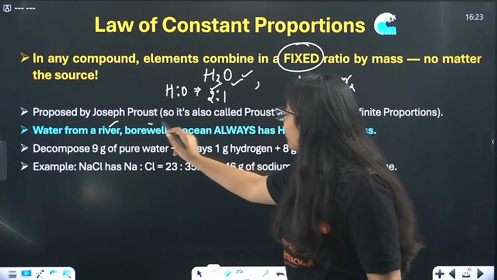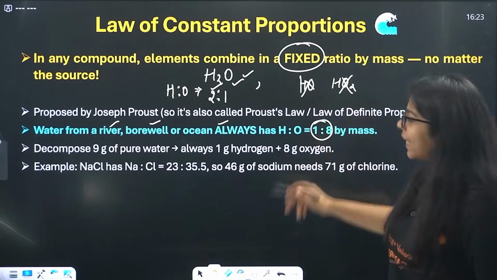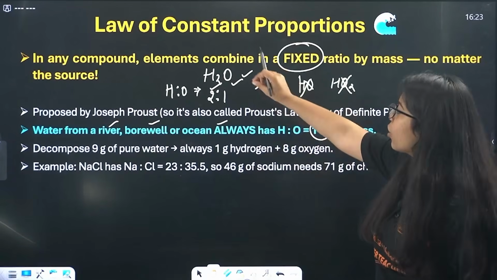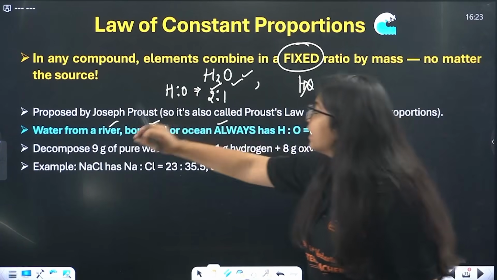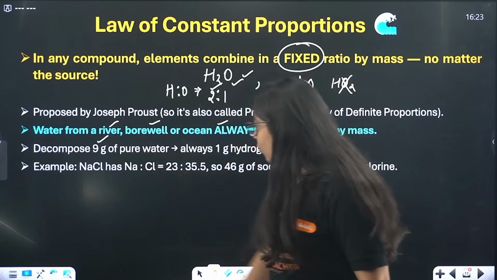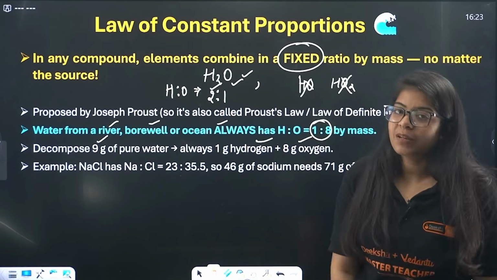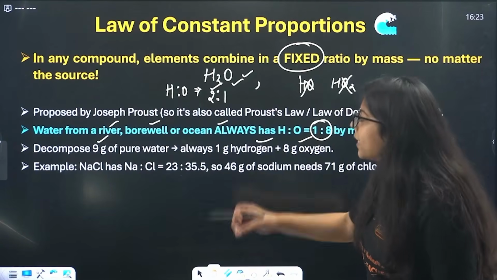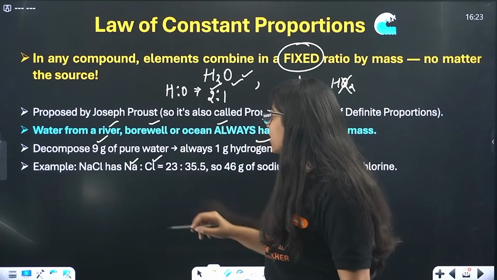Water from a river, borewell, and ocean always has H and O in the ratio 1:8 by mass. What we were talking about earlier was by number of elements. So decompose 9 gram of pure water, and always 1 gram of hydrogen and 8 gram of oxygen will be there. Now with an example, NaCl: Na has mass 23, Cl has 35.5.